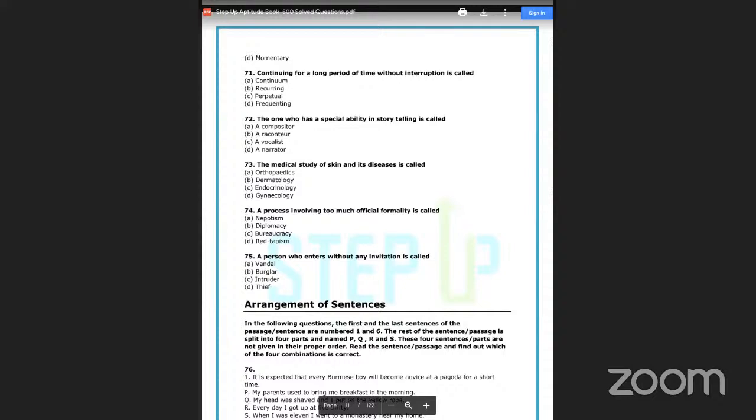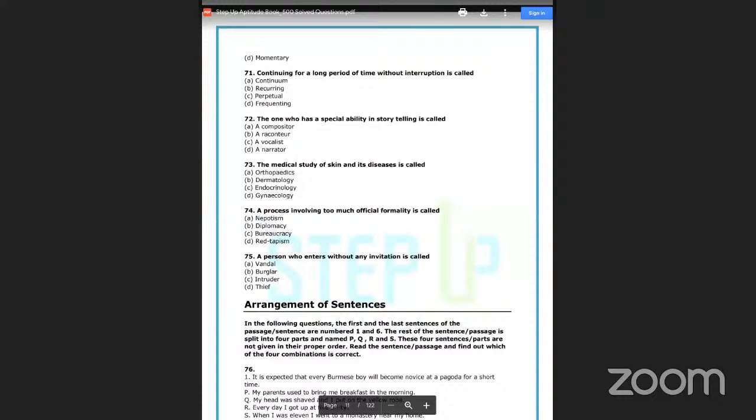disturbance. Then 72, the one who has special ability in storytelling is called what? Compositor means an individual who arranges text on the page before printing. Raconteur means an individual who is good at telling stories in an interesting and amusing way. He's called a raconteur, so the answer should be B. C is vocalist, meaning a singer, especially a pop, rock, or jazz singer. Narrator means an individual who tells a story, especially in a book, play or film. So the right answer is B.